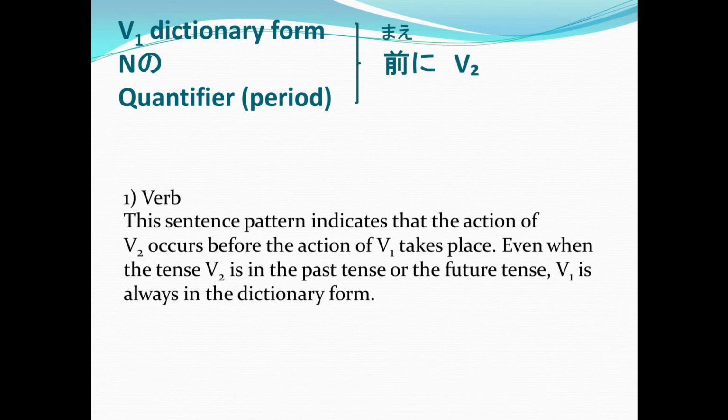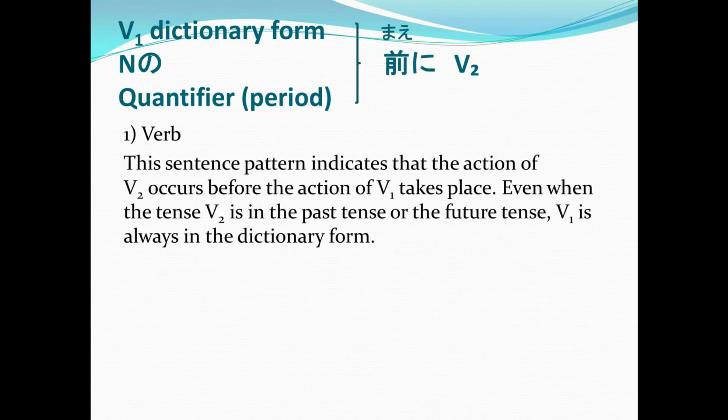In the pattern verb 1 dictionary form まえに verb 2, this sentence pattern indicates that the action of verb 2 occurs before the action of verb 1 takes place. Again, verb 2 occurs before verb 1. Even when verb 2 is in the past tense or the future tense, verb 1 is always in the dictionary form. Remember that.